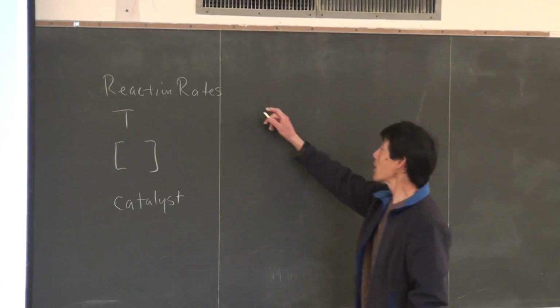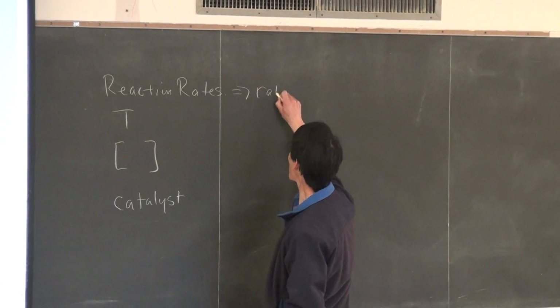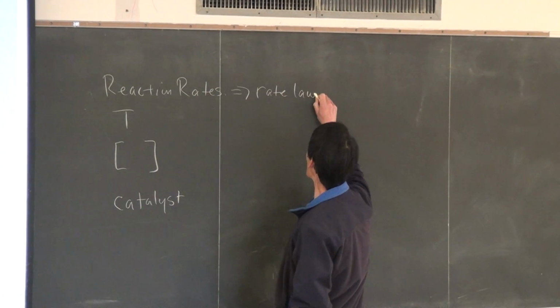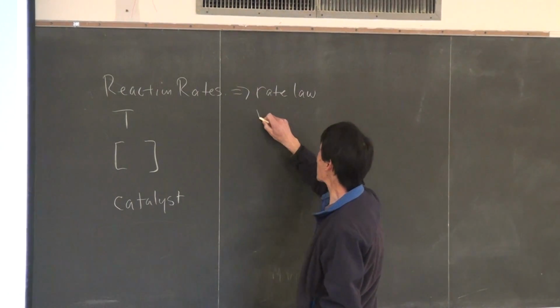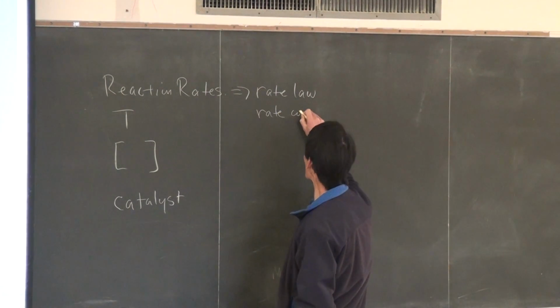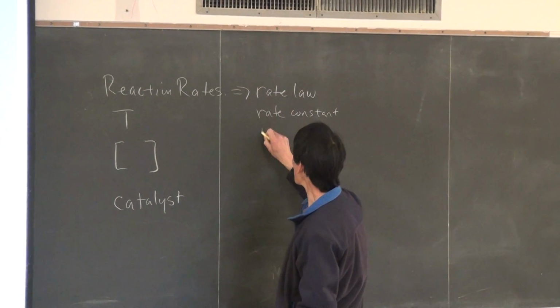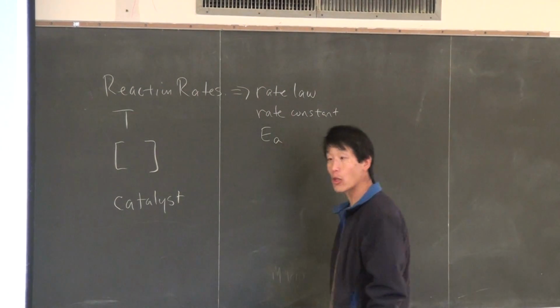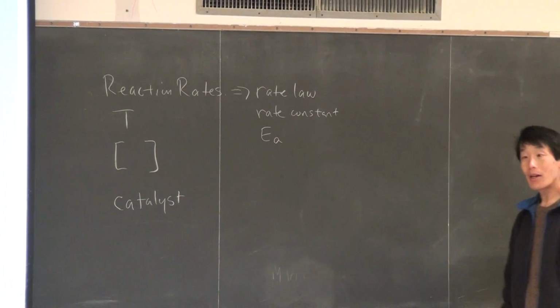And then we looked at, in terms of the reaction rates, we can quantify these by looking at what we call the rate law. The rate law is based on looking at a rate constant, and this rate constant is determined by the activation energy of that substance. And then we drew pictures of these.